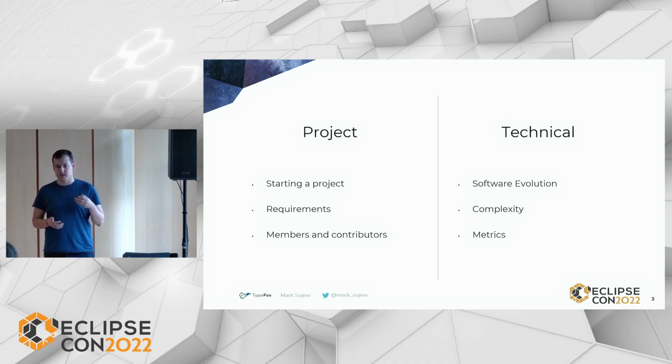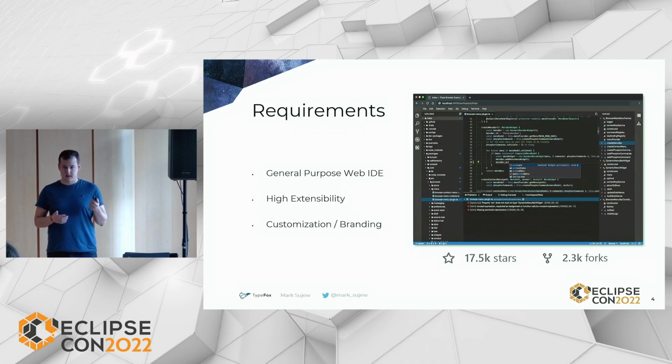So we're going to take a look at the textbook definition of software evolution. We're going to take a look at complexity in relation to software evolution, especially over time, and some metrics which are related to this. And so first off, what are the requirements for starting a project?